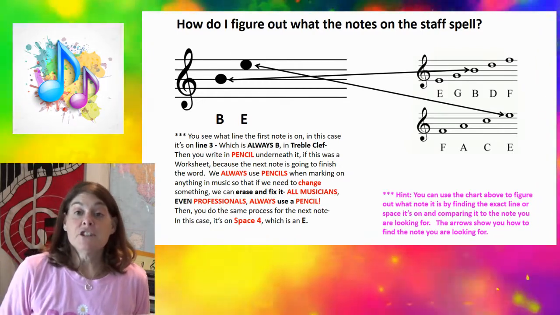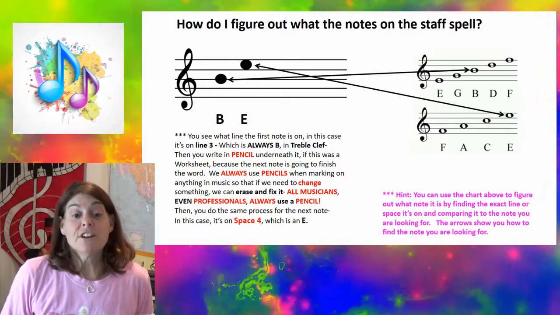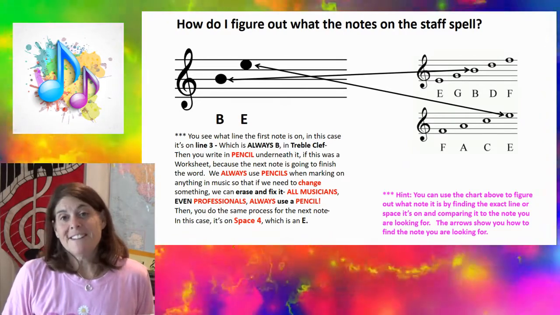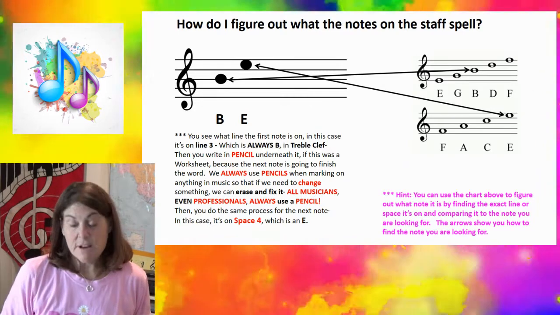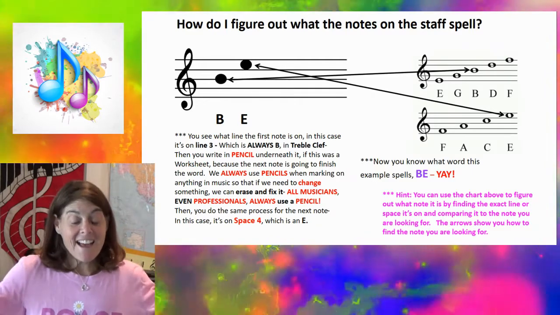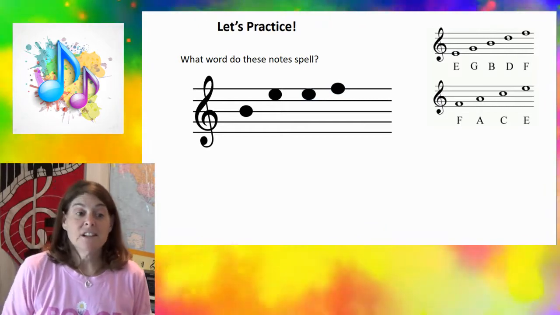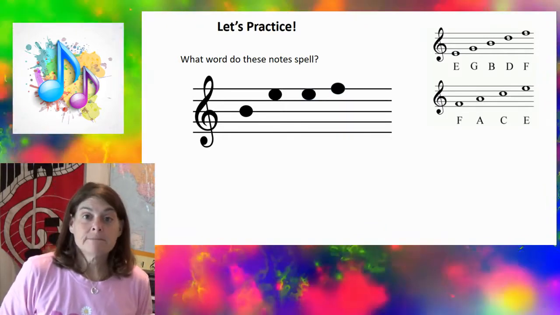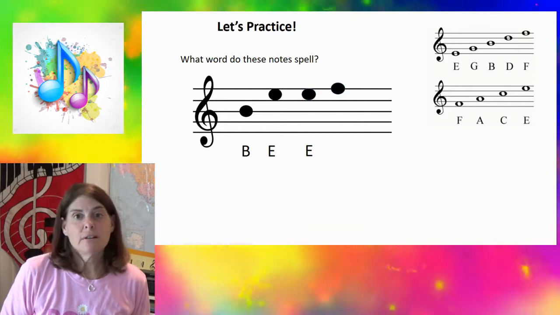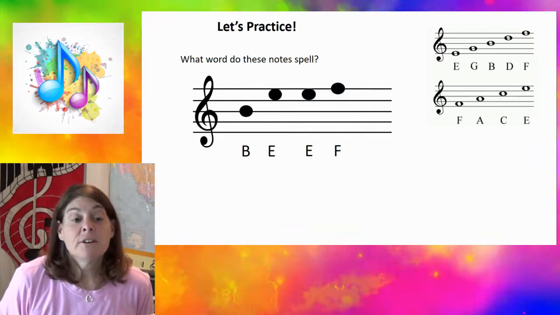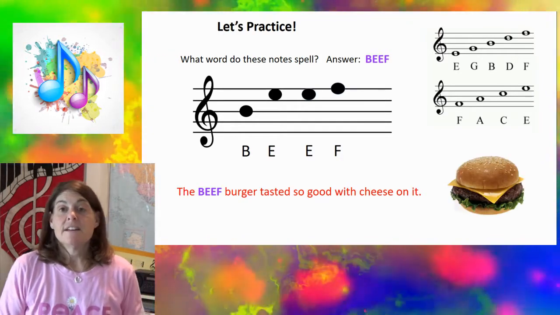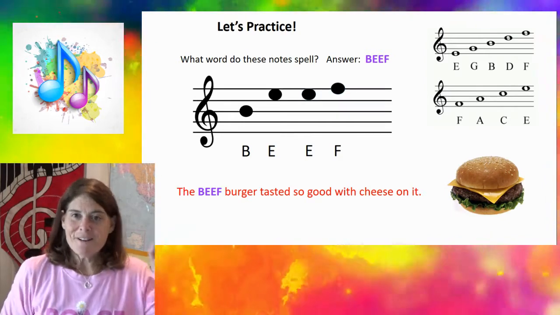All right, and here's your hint. You can always use the chart above to figure out what note it is by finding the exact line or space that the note is on and comparing it to the picture helper. Here we go. Are you ready? By the way, that is the word B. So let's practice. What word do these notes spell? First note B, second note E, third note E, those two are the same, and the fourth note is F. What does that spell? Beef. The beef burger tasted so good with cheese on it.